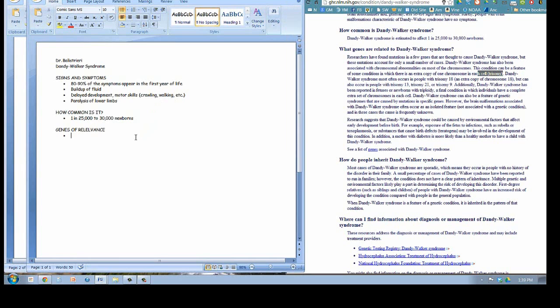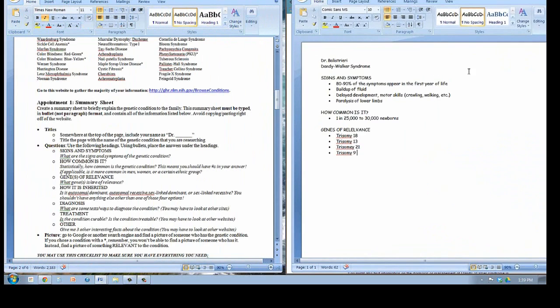Some people, like if you're doing cystic fibrosis, it's the CFTR gene. You might just have letters and numbers. That's all you need to put here. Mine is going to be trisomy 18, meaning that there's 3 chromosomes there. Trisomy 13, trisomy 21, trisomy 9. Okay, and if I had a specific one, I'd list that as well. And you can see that this is how it's set up. I'm just going to keep going.